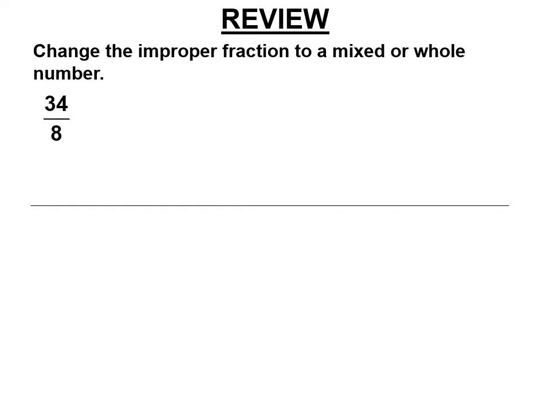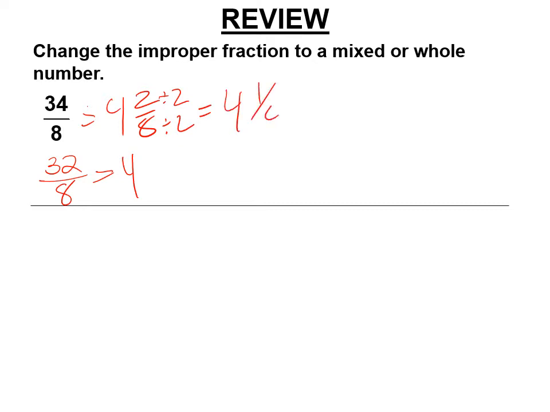So we're going to make that an improper fraction to a mixed or whole number, right? So now, I don't want you to sit here and do this. What I want you to do is in your head, 32/8 is 4, right? So what is 34/8? It is 4 and 2/8. But 4 and 2/8 can never be the right answer because it has to be simplified to 4 and 1/4.